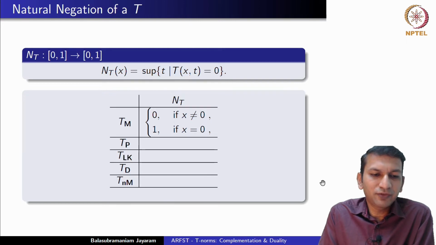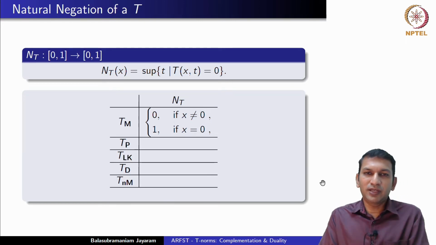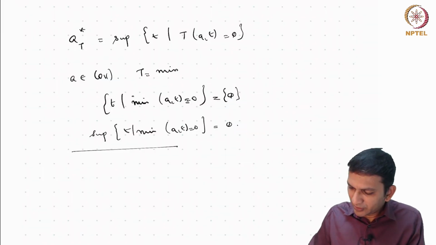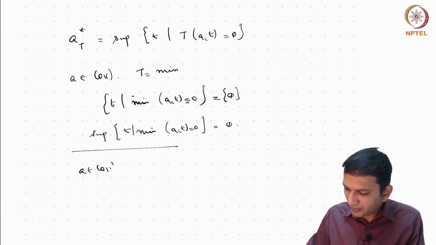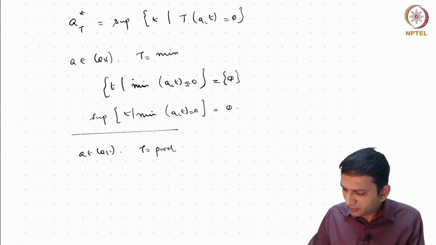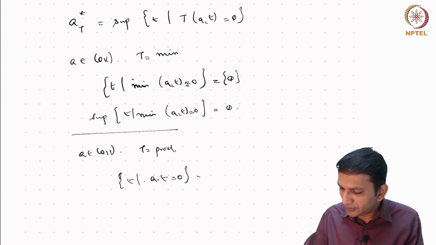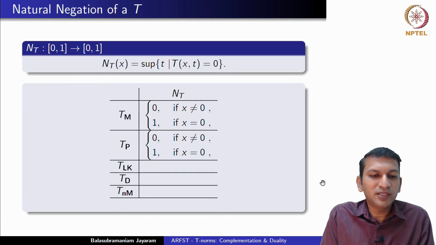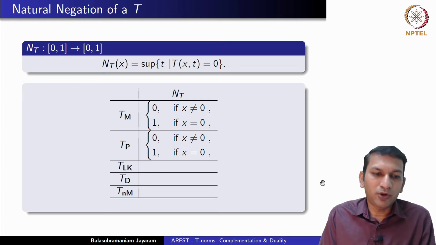We have just constructed that for the Tm, the minimum T-norm, this is the natural negation for it. How would it look for Tp? Once again, A comes from [0,1] and T is the product T-norm. And you will see, the set of all T such that A·T is equal to 0. Now if A is not 0, then T has to be 0. So this set is {0}, which means its supremum is also 0. So we get essentially the same natural negation also for the product T-norm.